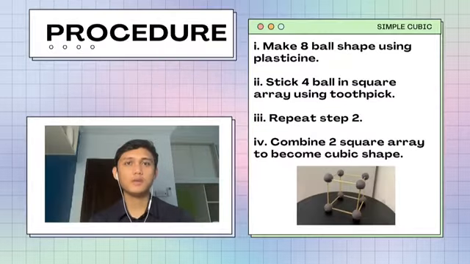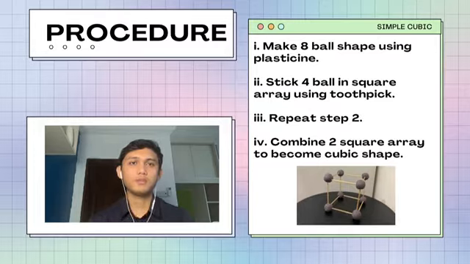Procedure, first one is simple cubic. Make 8 ball shapes using plasticine. Stick 4 balls in square array using toothpick. Repeat step 2. Combine 2 square arrays to become cubic shape.